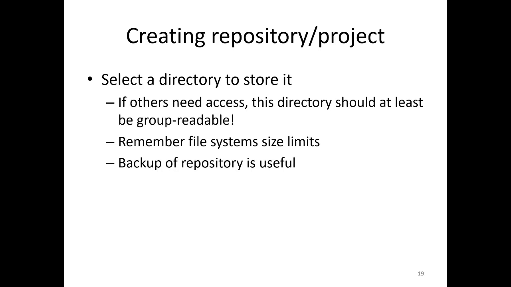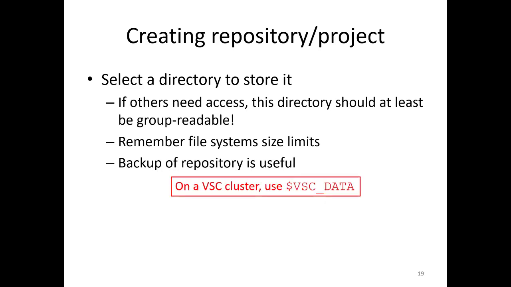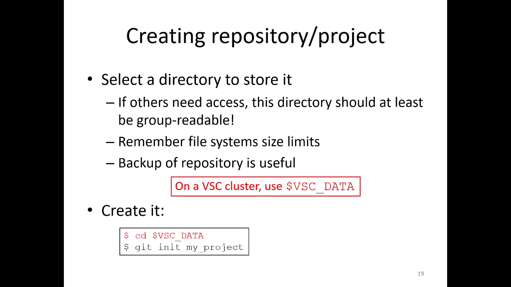If you have a remote, of course you don't require a backup. If you only have a local repository, then of course you would like to back up your repository as well. So on VSC systems, typically VSC data is a good choice to store those directories. And to create a local directory, you just cd to the directory you want, for instance VSC data, and then you do git init and the name of your project.